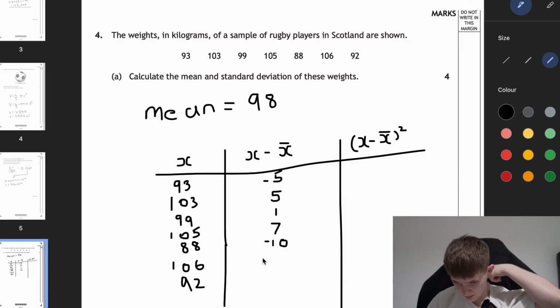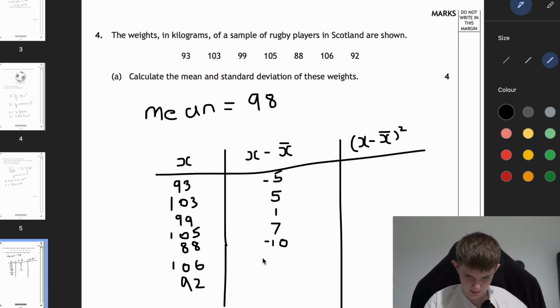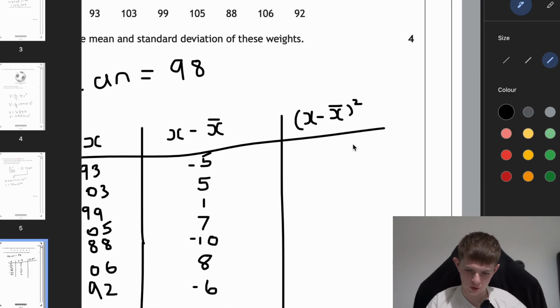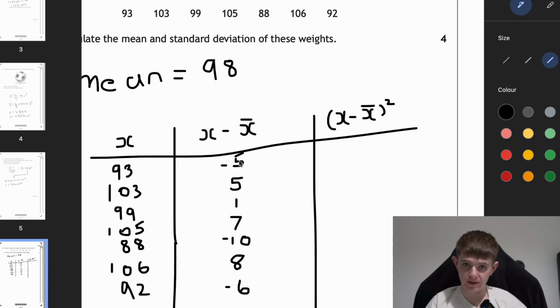106, take away 98. We have 8 in here. And then finally we have negative 6 down here. As you can see, it does get quite tricky with the way it works out, just visual wise, but it's one of the things, isn't it? So whack that into the final column. Every single number in this final column should be positive.